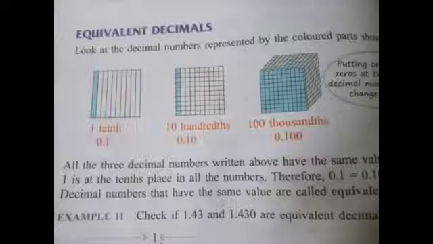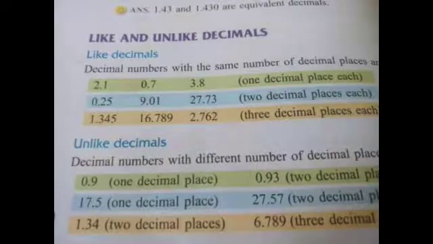0.1, 0.10, 0.100. So when we are comparing the place values, 0.1 is nothing but 1/10, 0.10 is, in the 100th place, we have a 10, and 0.100 is 1000th. So in all the decimals written here, the values are equal. 0.1 is equal to 0.10, which is equal to 0.100. Decimal numbers that have the same value are called equivalent decimals.